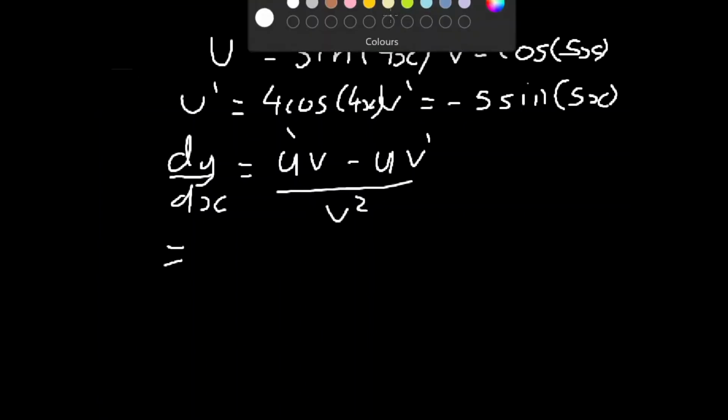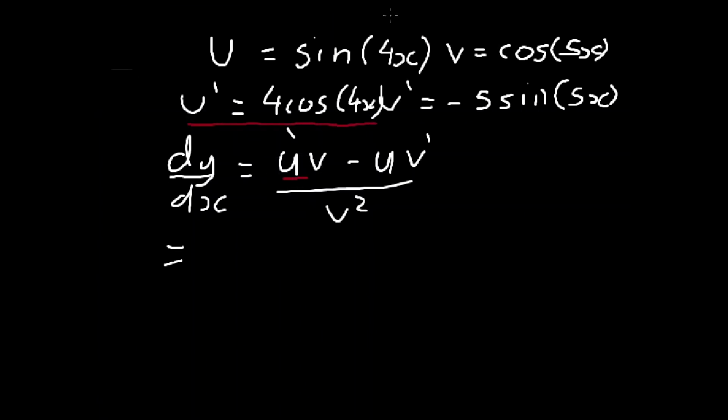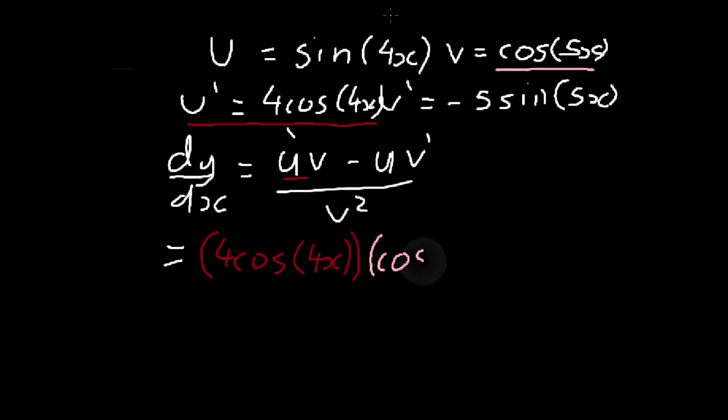So u dash, that's this one, that goes there. So that just becomes, always put a bracket around it, otherwise you're going to make mistakes. So just 4 cos 4x. All right. The next one is just regular plain old boring v. Okay, so that will be cos 5x. Okay, and then we go minus by, now because I'm going to run out of space, I'm going to do this in a little bit of a tricky way. I'm going to write the bottom bit squared.